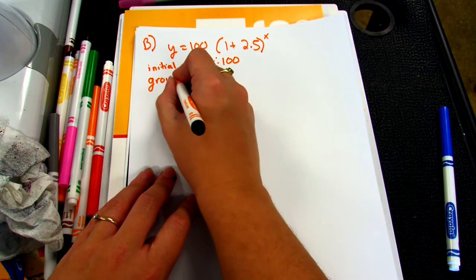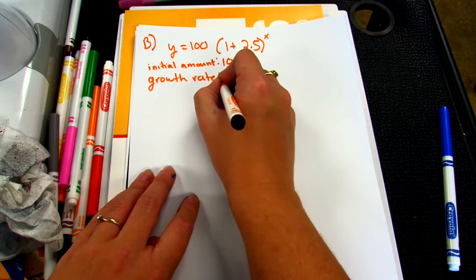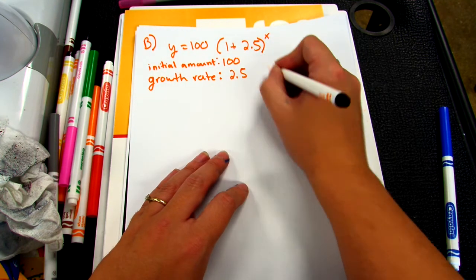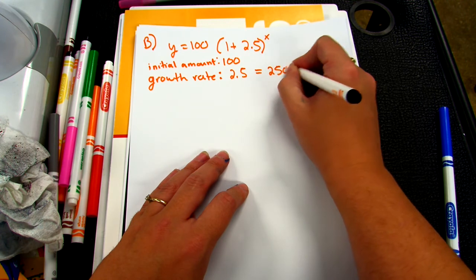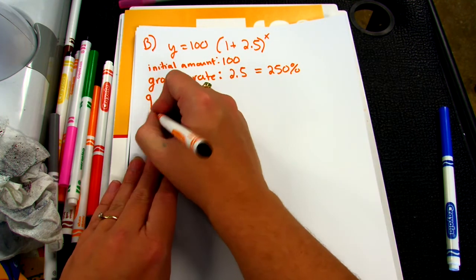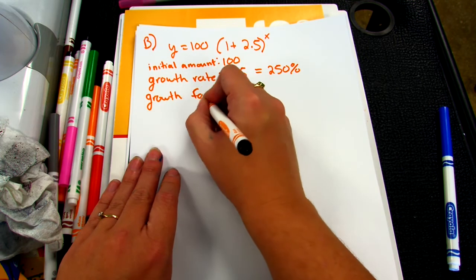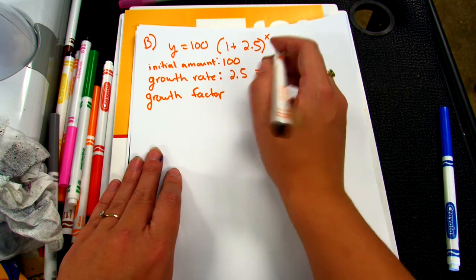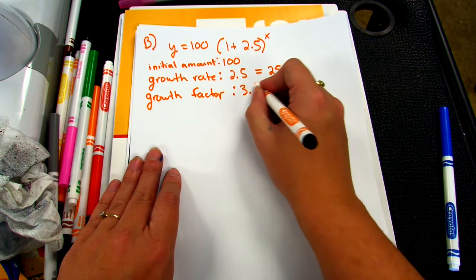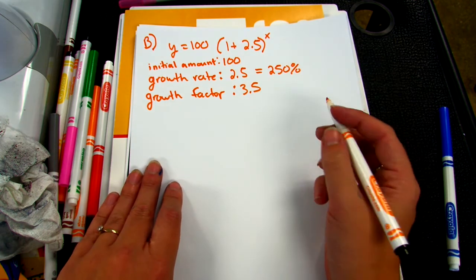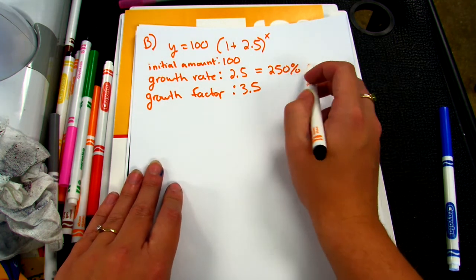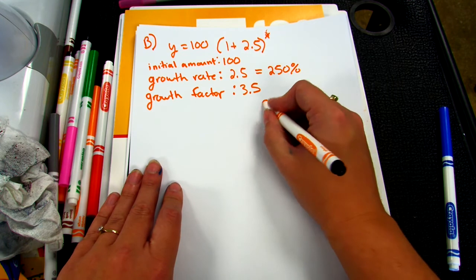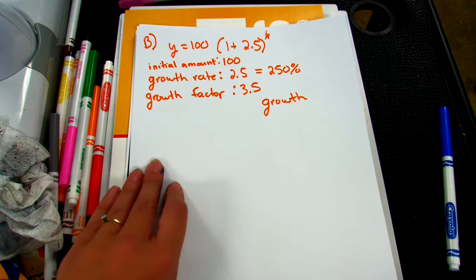And then our growth rate is what we're adding to 1. So we're adding 2.5 to 1. But remember, we want to make it a percent, so that would be 250%. Then our growth factor is when we add 1 and our growth rate. So 1 plus 2.5, our growth factor is 3.5. Now we need to answer, is it a decay or a growth? Well, if we're adding 250% every time for every x, that means we're going to have exponential growth.